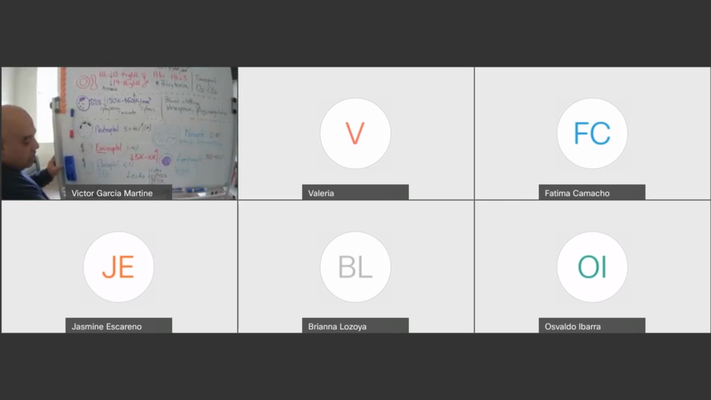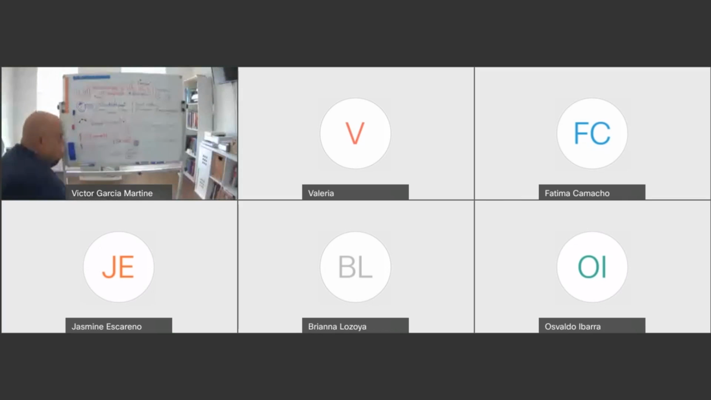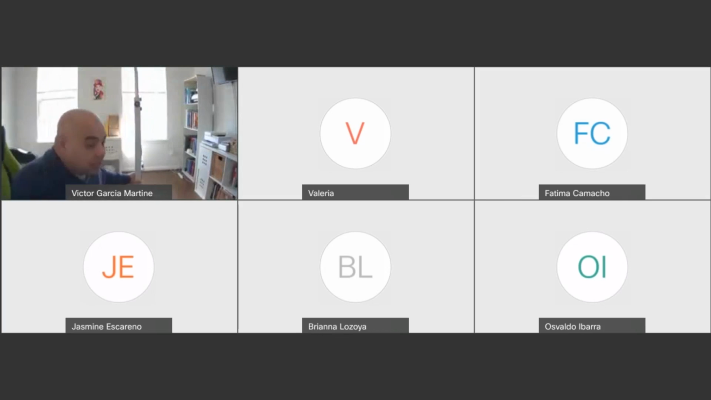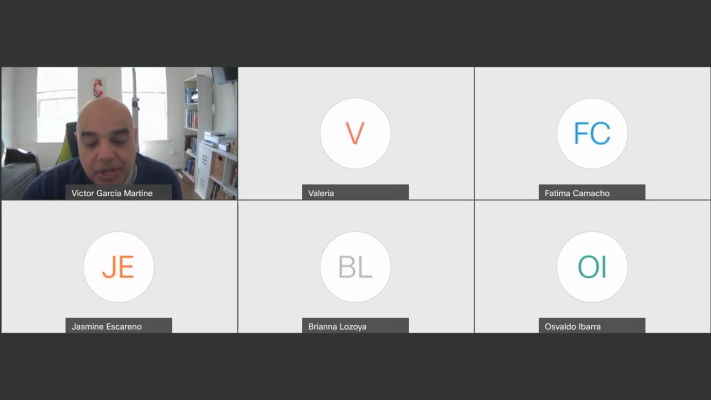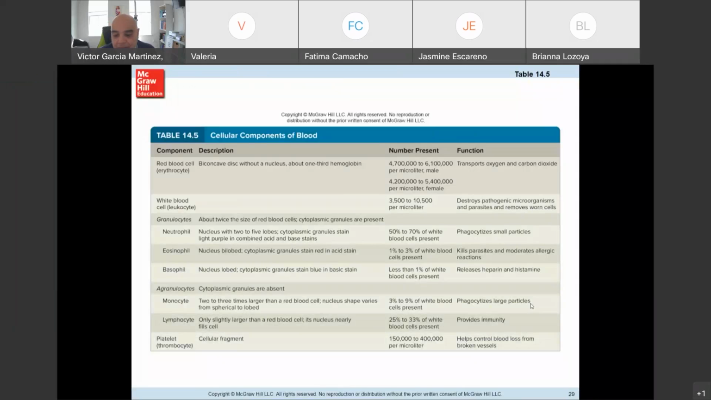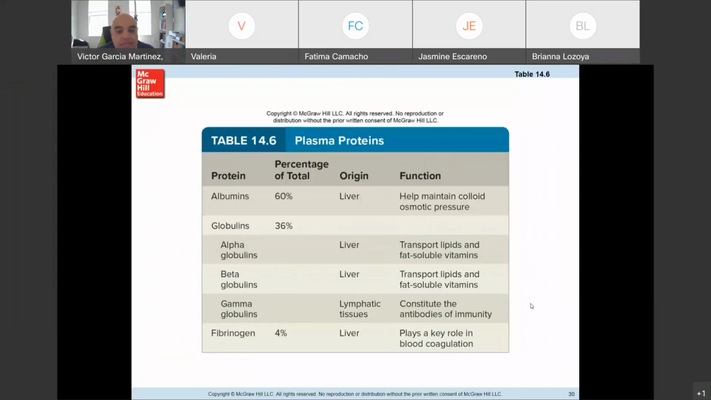I think this can be useful for you guys. We're going to be using these terms for sure in your exam, and later you're going to be using that for life. I'm going to share with you my screen again because we need to cover some other aspect of cells and of blood.